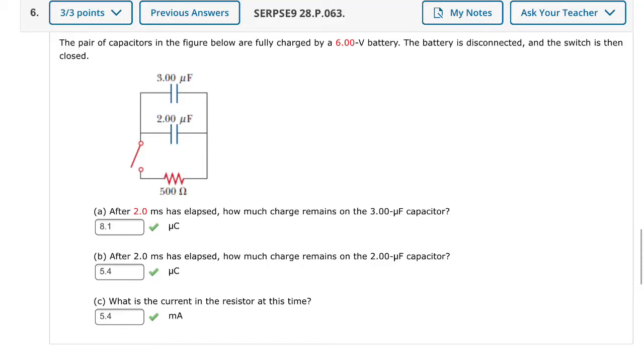The pair of capacitors in the figure below are fully charged by a 6-volt battery. The battery is disconnected and the switch is then closed. A. After 2 milliseconds has elapsed, how much charge remains on the 3 microfarad capacitor? B. After 2 microseconds have elapsed, how much charge remains on the 2 microfarad capacitor? And C. What is the current at the resistor at this time?